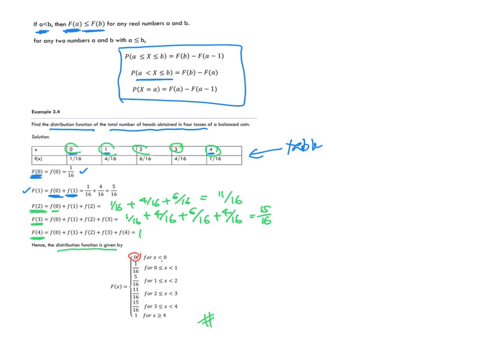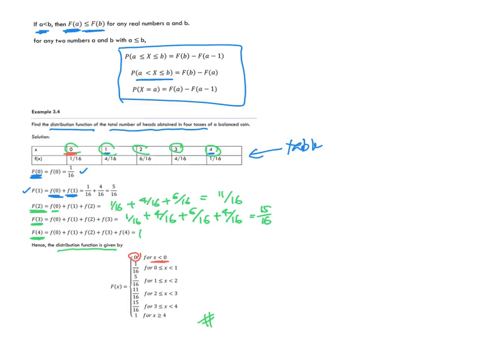Because in this table, we can see the lowest value is 0. So if you're going to calculate x less than 0, you are not going to get any value, because it is 0. The possible values are distinct; you can only get either 0, 1, 2, 3, or 4. So getting a value less than 0 is quite impossible. That's why the cumulative distribution function for x less than 0 is 0.